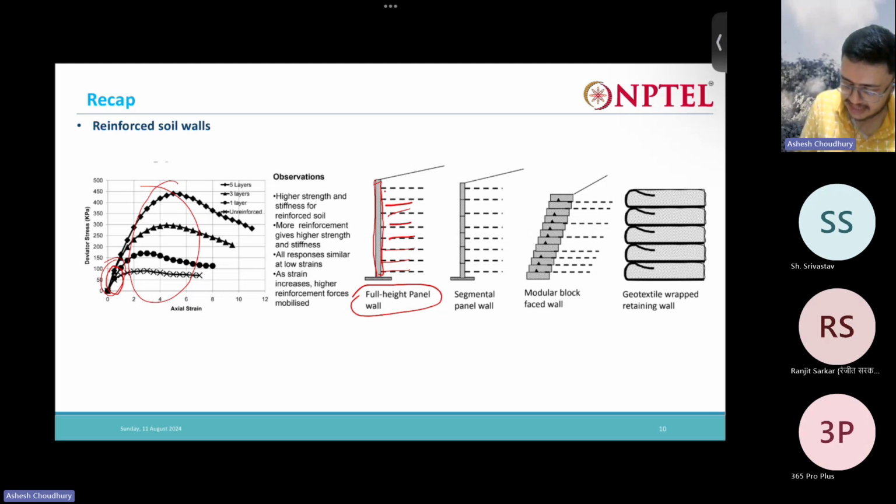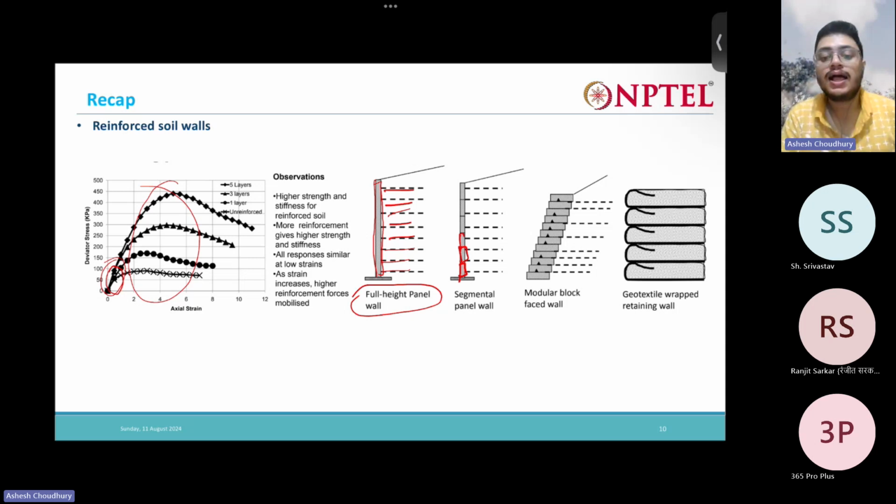Here we have some segments that are interlocked with each other. Generally we tend to use only this, segmental panel walls. So we will see that. We will see one very excellent video, where they have shown from scratch how a reinforced earth wall is constructed.